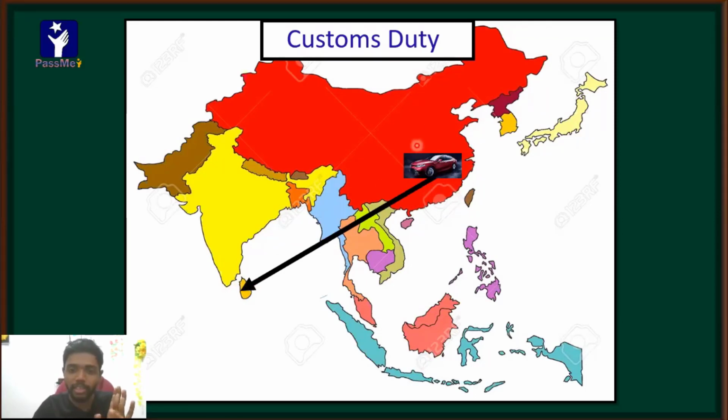For example, this car has a value of 100, for example. Okay, it's 100. When it comes here, the value is still 100. It's not going to be changed. But this vehicle comes to the Sri Lankan port.